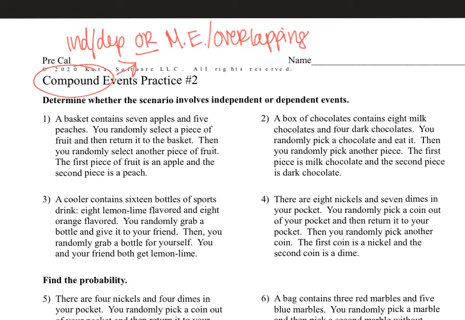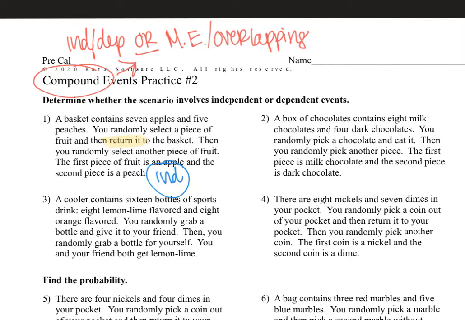Okay. So number one, a basket contains 7 apples and 5 peaches. You randomly select a piece of fruit and then return it to the basket. Then you randomly select another piece of fruit. The first piece of fruit is an apple and the second piece of fruit is a peach. Okay, so key word here is return it. The fact that I returned the fruit means that my second choice doesn't depend on what I did first. Okay, so this is independent.